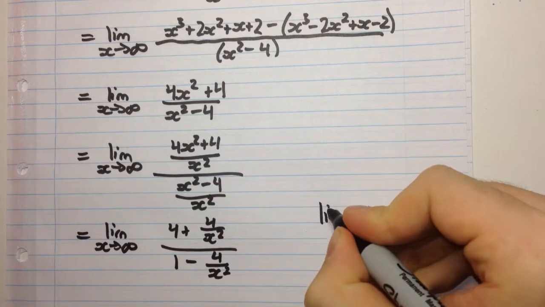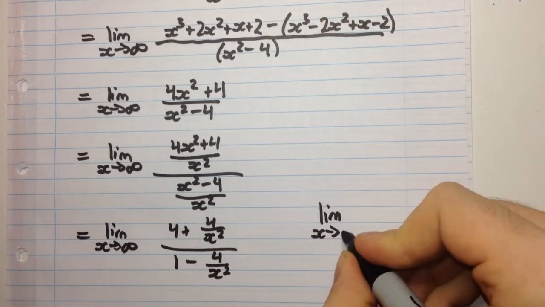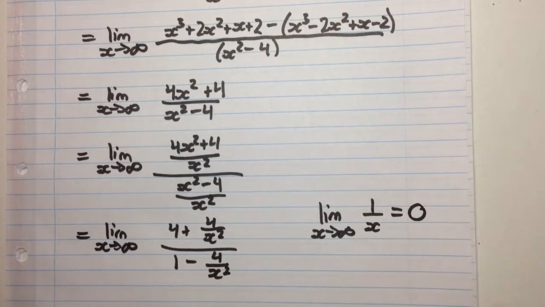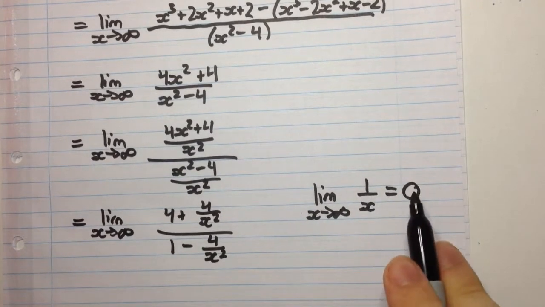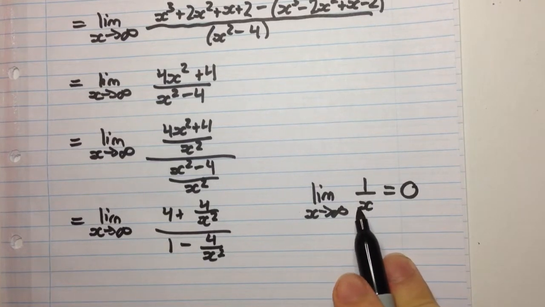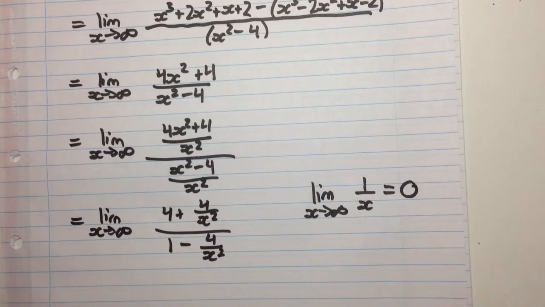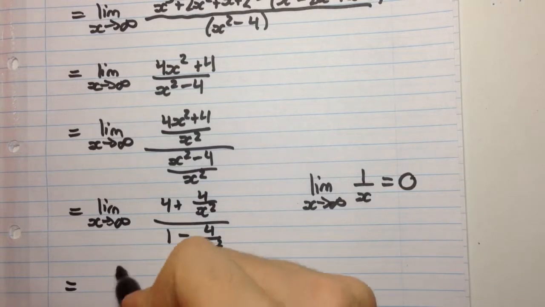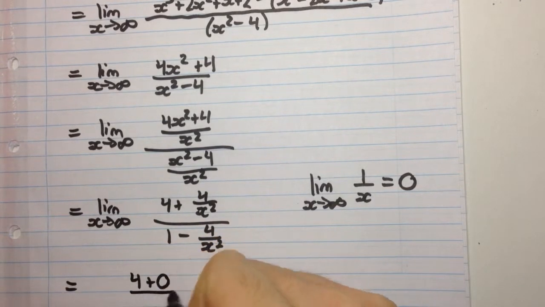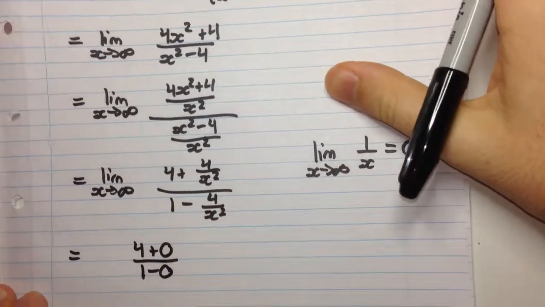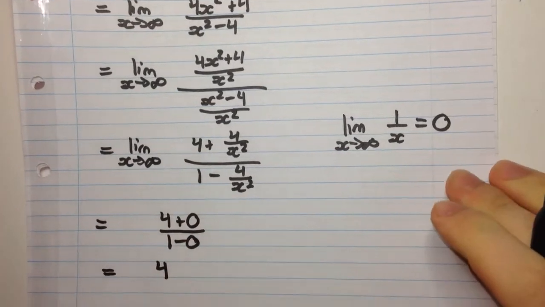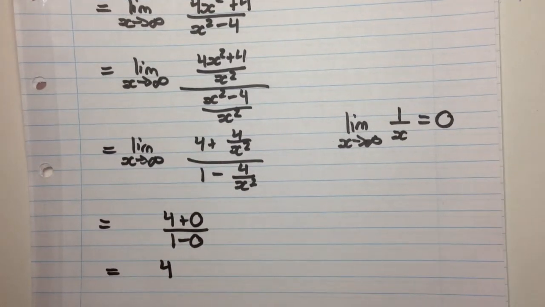And now we use the rule that the limit as x approaches infinity of 1 over x is equal to 0. So if 1 over x goes to 0, then 1 over x squared will definitely go to 0. In fact, it will get to 0 quicker than 1 over x. So this term here will go to 0, and this term here will go to 0. So we're left with 4 plus 0 over 1 minus 0. And then we can clearly see that this is 4. And so this is our final answer.